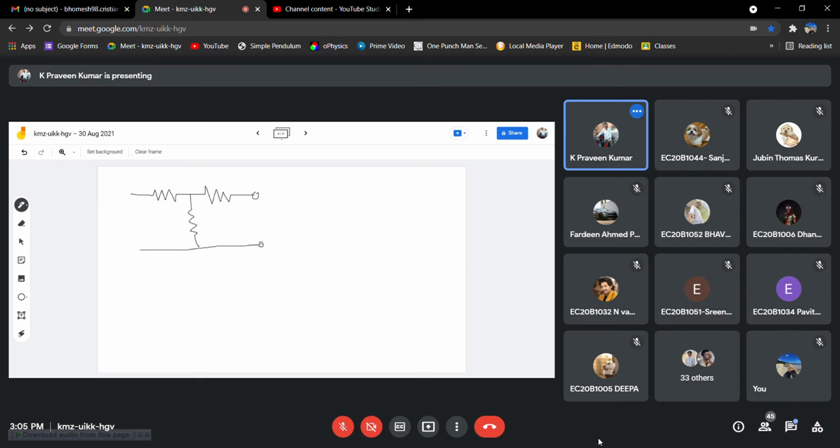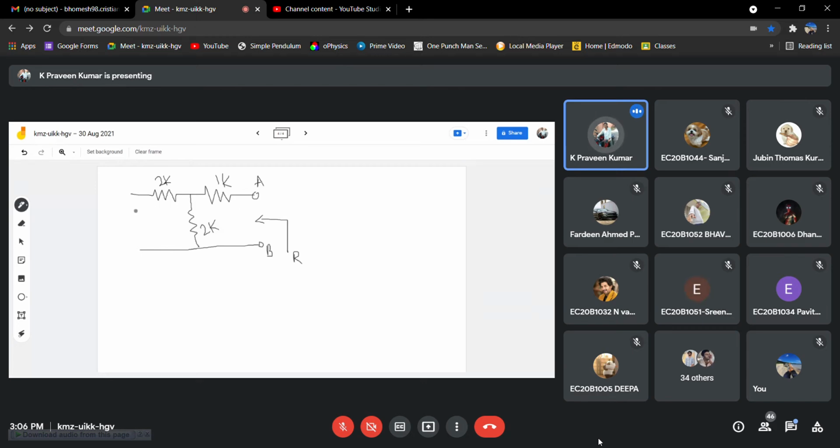So this is my T network. This is terminal A and terminal B. This value is 2 kilo ohm, this is 1 kilo ohm, and this is 2 kilo ohm. Here we can calculate this Thevenin resistance in two ways. One is directly by looking into the resistance that we are seeing from the terminals A and B.